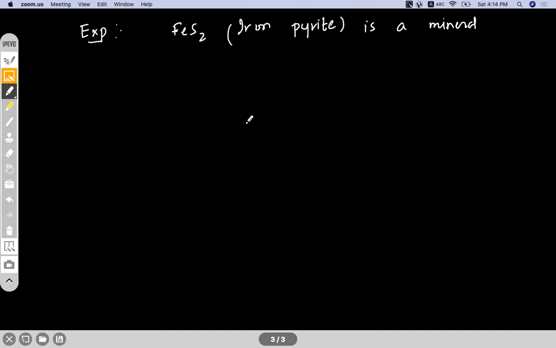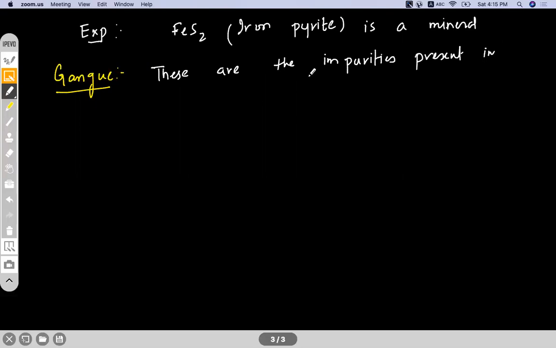We have one more term here, which we call gangue. Gangue is basically the impurities present in the ore. So these are some basic definitions that you need to memorize. Not much important, by the way. You just need to know what a mineral is, what an ore is, and what the difference is.